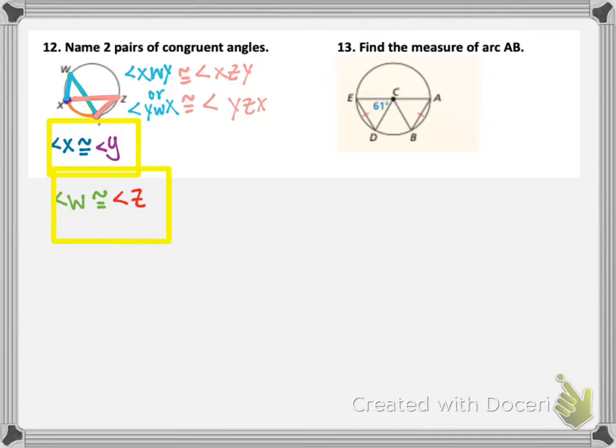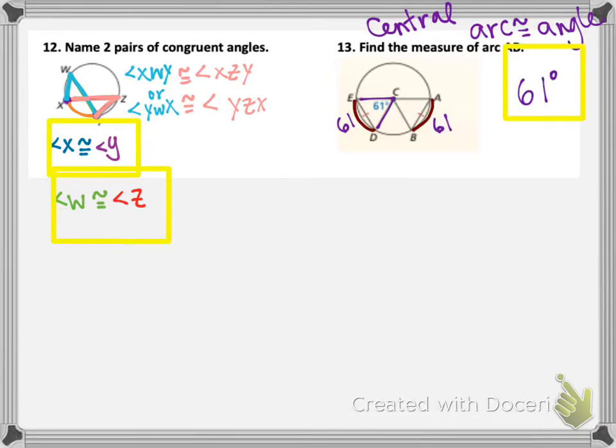I'm kidding. Kind of. Find the measure of arc AB. So arc AB is going to be congruent to arc ED. These are central angles. So, because they're central angles, the arc is congruent to the angle, but that's only in central angles. So if the angle is 61, the arc is 61, and since the arcs are congruent, it's going to be 61 degrees.